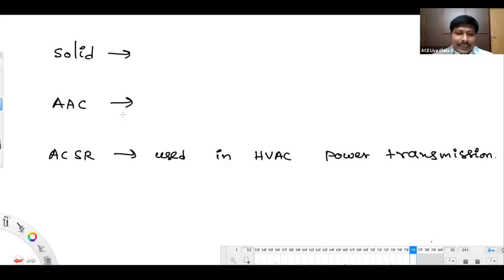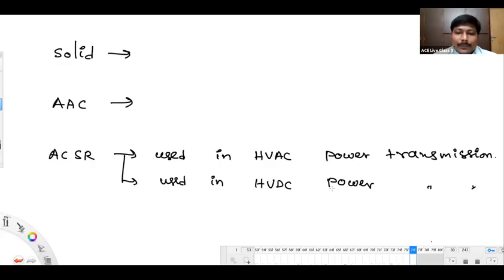So my intention is to tell you that even for HVDC power transmission, we have to go with the ACSR conductor only, in order to have easy transportation as well as less sag. So this is used in HVDC power transmission also.